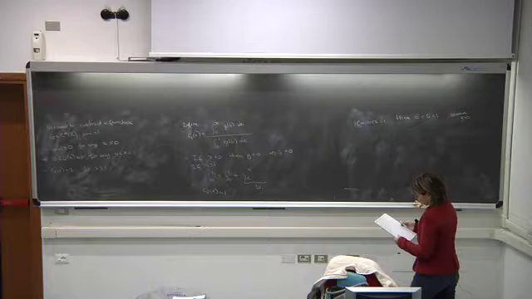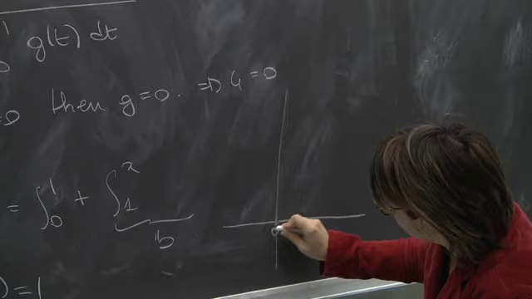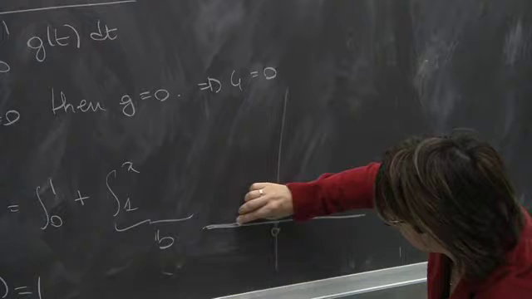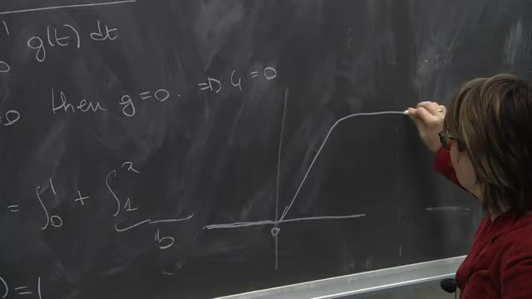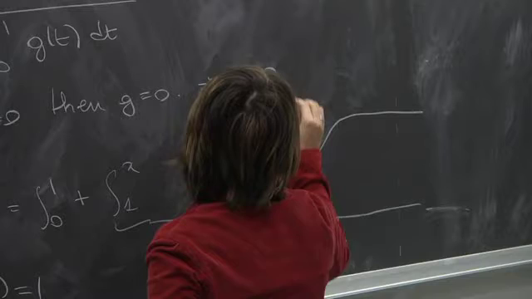So how does it look like? This g looks like this, you have, this is 0. So here is 0. And then you have a transition from 0 to 1 in this interval 0, 1. Okay, this is the level 1. Okay.